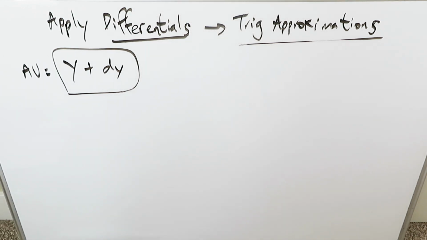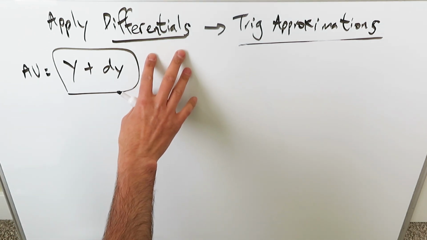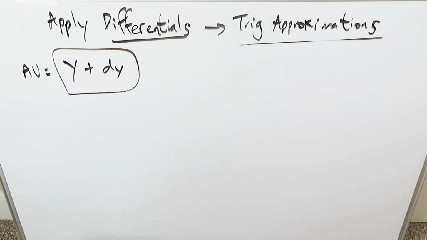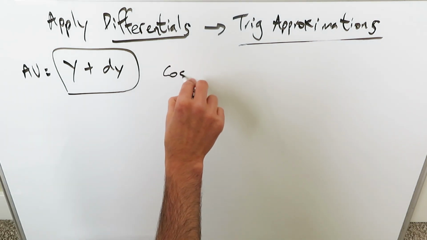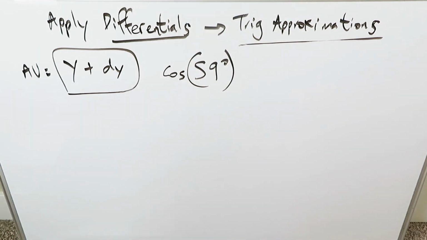Of course, you can do everything here with a calculator, but it would take the fun out of it, because you want to use derivatives to come up with your approximations, and it's an excellent learning exercise. My first question can be cosine of 59 degrees. How can I use derivatives to determine this value? You can, and I'll show you.